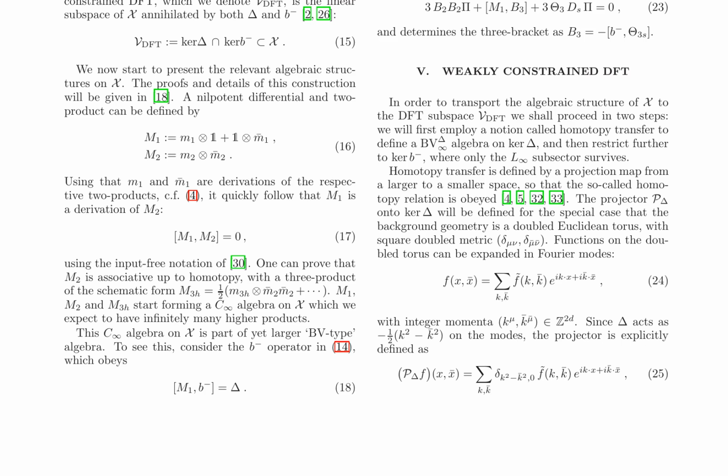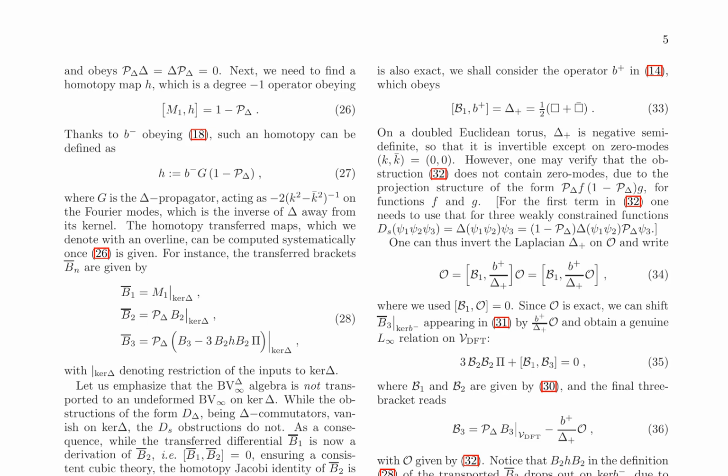For the special case of a doubled Euclidean torus, the projector P increment onto Kerr increment is defined. The construction of the three-bracket for weakly constrained DFT on a torus begins by defining a homotopy map, H, which is a degree 1 operator obeying a specific equation.